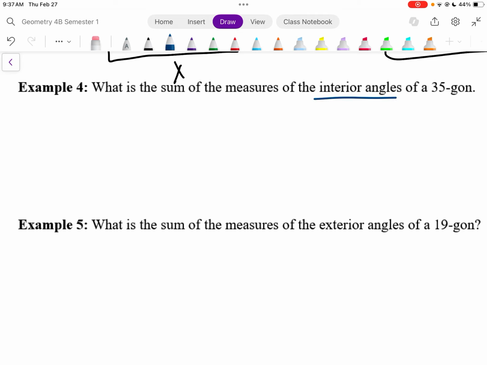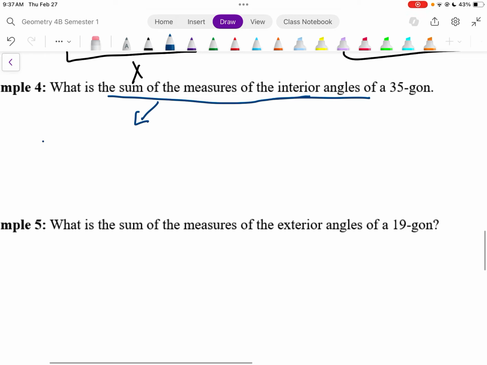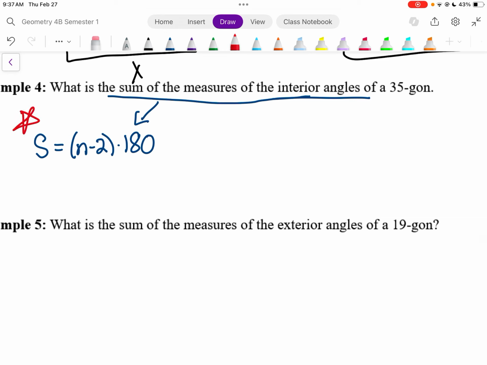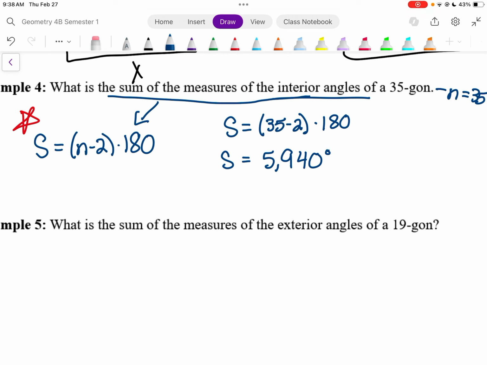So number 4, what is the sum of the measures of the interior angles of a 35 gon? So because it's the sum of the interior angles, that formula is n minus 2 times 180. And this is one that you have to have memorized. With that sum, we know it's a 35 gon, so that tells us n equals 35. We would have 35 minus 2, and then that answer times 180. And once we type that in, we would get our answer of 5,940 degrees.